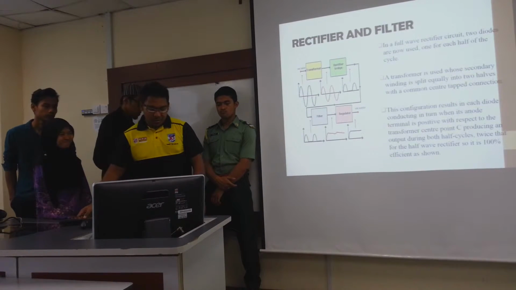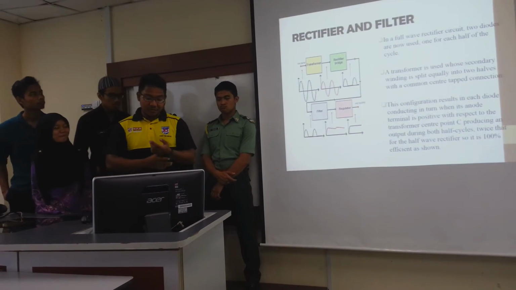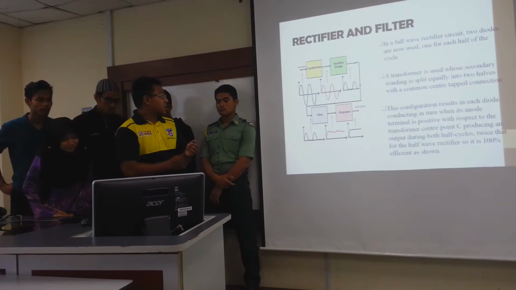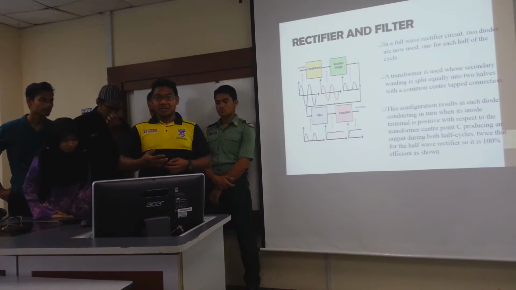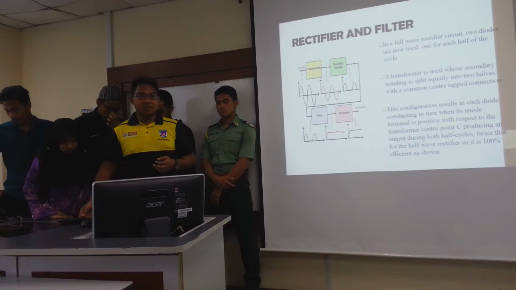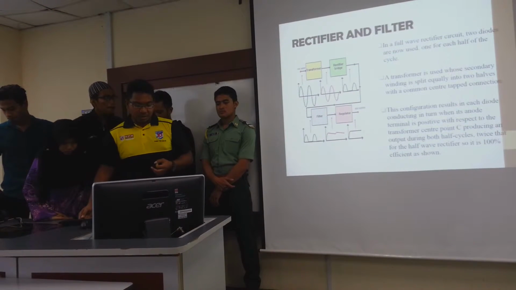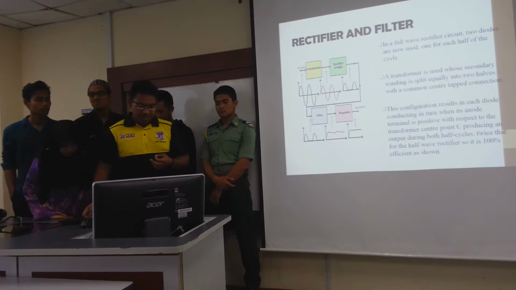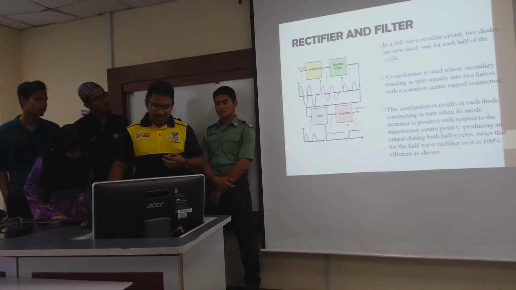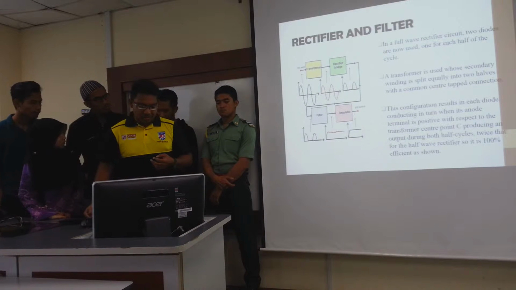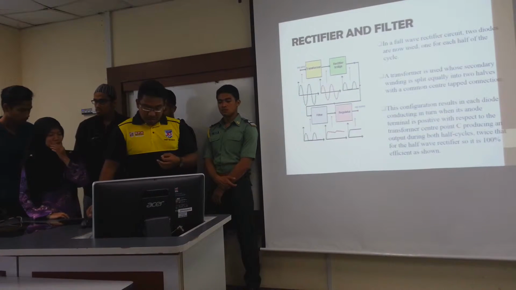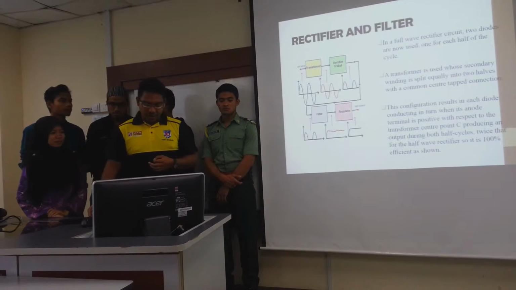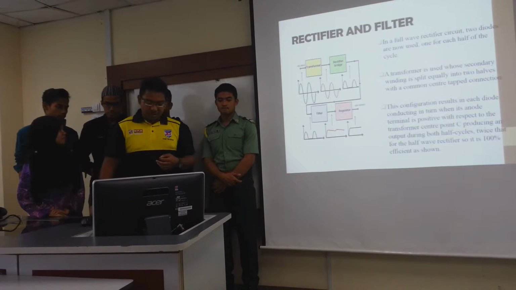Also in a full wave rectifier circuit, 2 diodes are used, one for each half of the cycle. For this water level control we will use 2 diodes, and this configuration results in each diode conducting in turn when its anode terminal is positive with respect to the transformer center point C, producing an output during both half cycles, twice that of the half wave rectifier, so it is 100% efficient as shown.